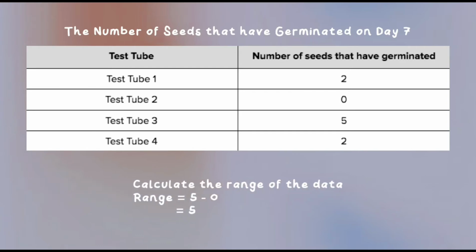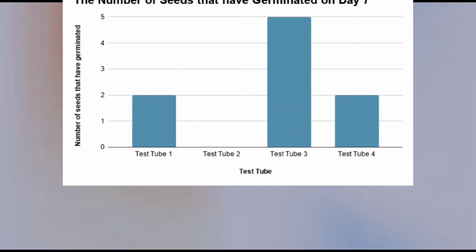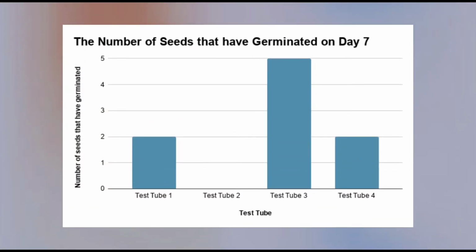Lastly, calculate the range of the data. So the range is 5 minus 0 equals 5. And here is the bar graph.